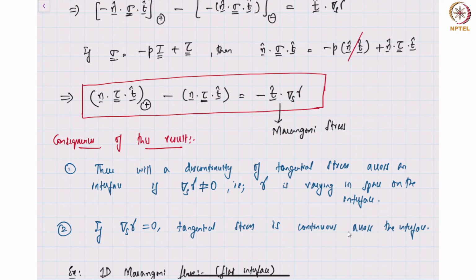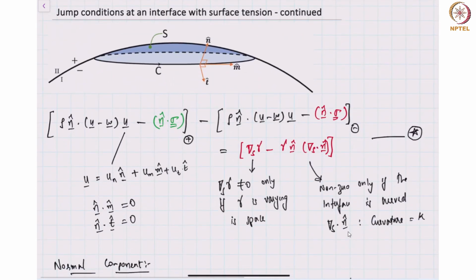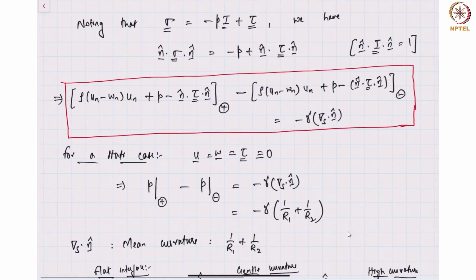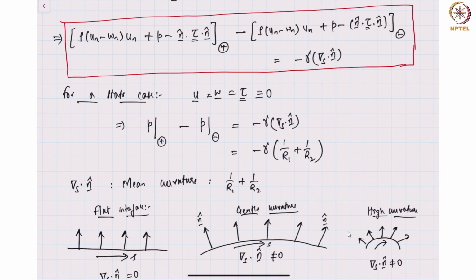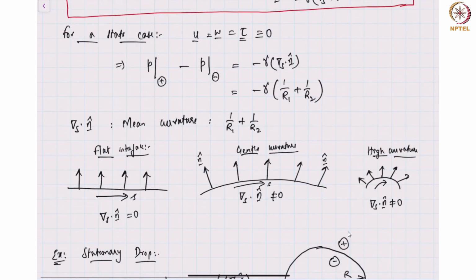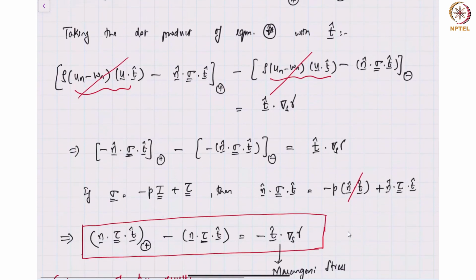Just to quickly summarize what we saw in today's lecture, starting with the general jump conditions at an interface with surface tension, we derived the normal component, which has pressure, and on the right hand side has the curvature term. For a static interface it reduces to what we'd seen earlier for the Laplace pressure jump, that the difference in pressure will be surface tension times curvature, but now the curvature is del S dot N. In a later lecture, we will see how curvature itself is calculated for an interface. Then we looked at the tangential stress condition.